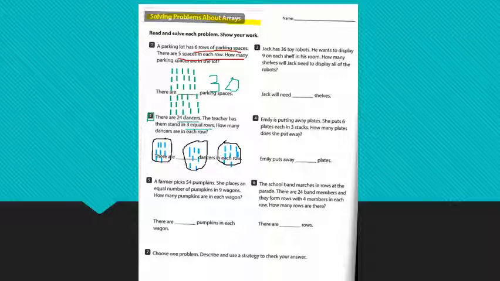Now I'll go ahead and count up how many blue tally marks are in each circle. 1, 2, 3, 4, 5, 6, 7, 8. I have 8 tallies in each row, which tells me that there are 8 dancers in each row.